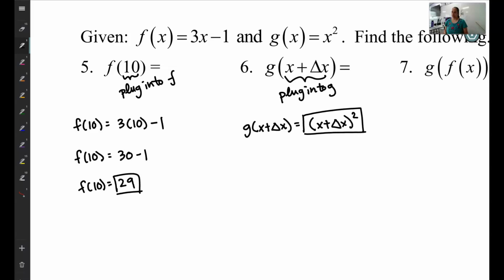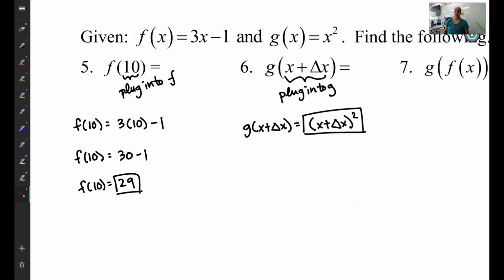Okay, first one should have gotten 29. Just plug 10 into x for the f function and simplify, get 29. G of x plus delta x, we're just plugging all that into x in that function, so we get x plus delta x squared. You can FOIL it out, you don't have to.